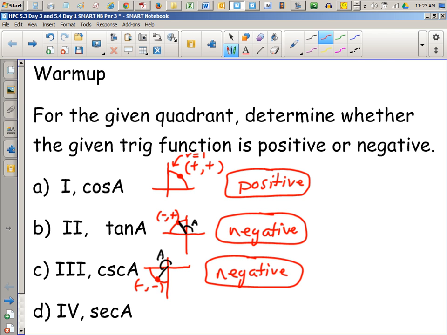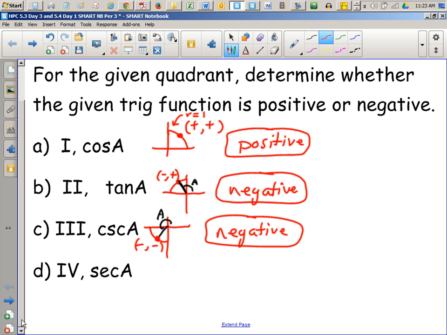And lastly, quadrant 4, this would be your angle, A. You'd be somewhere out on the unit circle, right? The coordinates are positive and negative, but notice that x is positive, which means cosine is positive, which means secant is positive, right? So we would have a positive there.